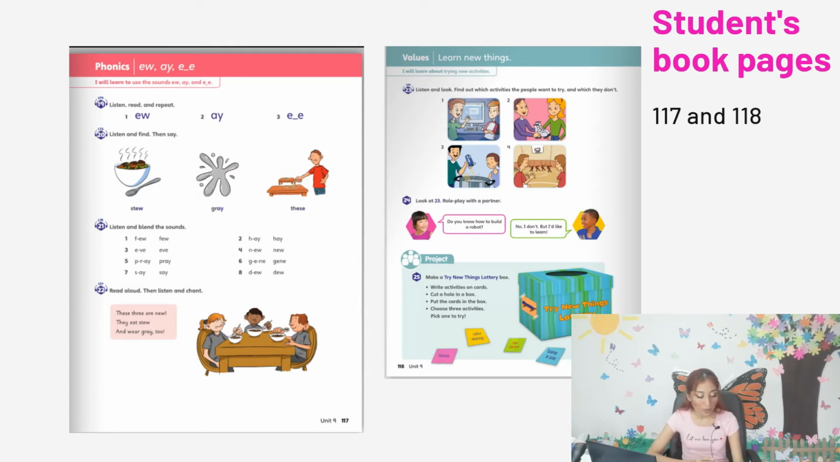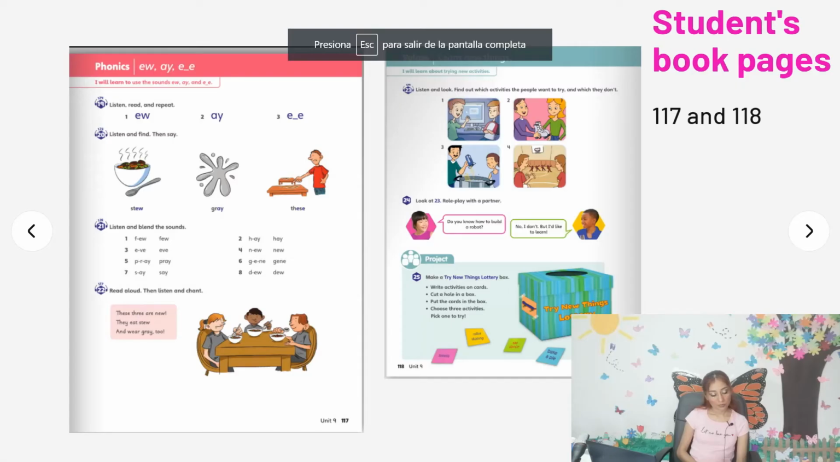Okay, so activity 22 says read aloud, then listen and chant. So let's pay attention to this last student's one. Book, page 117, activity 22. Read aloud, then listen and chant.